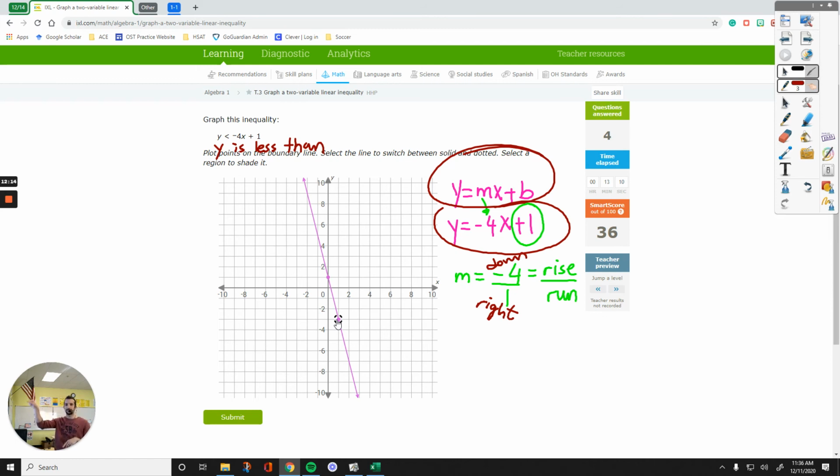But before that, let's fix the type of line we have. We have a solid line. We want to convert it to a dotted line. And the last part is, since it says y is less than, and there's my y-intercept, I'm going to shade the numbers that are less than this. So all those numbers that are less are in this area. So I'll click that area. That's my answer. Okay? Now let's submit this.